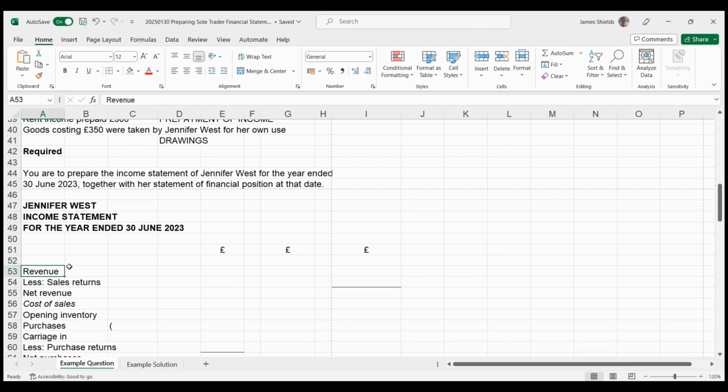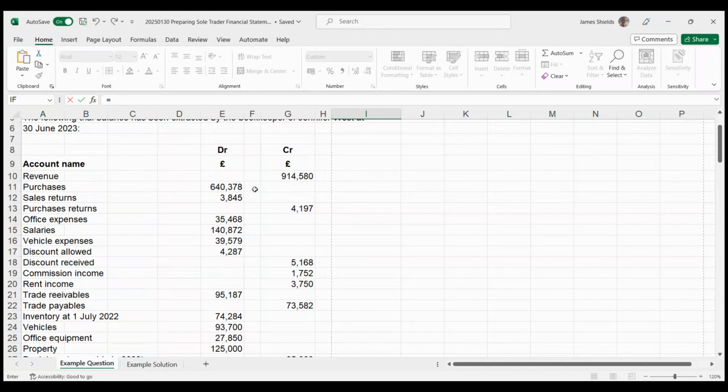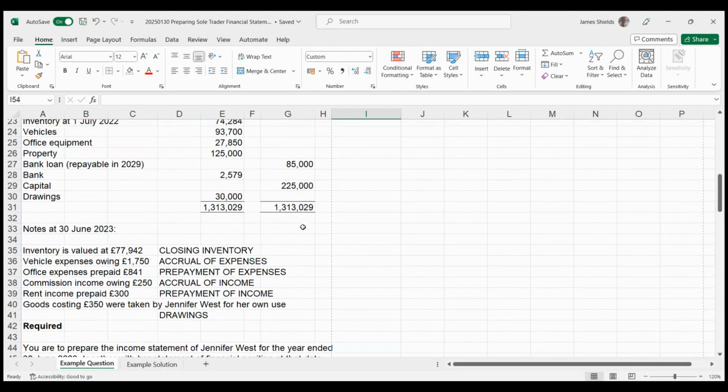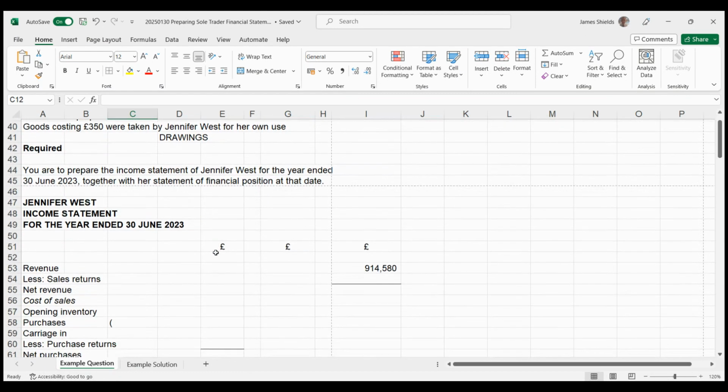Right, so what we're going to do is look through the template and see if there's anything relating to that in the actual question information. So revenue. I'm looking for revenue now. Go back to my trial balance. And revenue at the top is 914,580. Now what I'm going to do, each figure we use, I'm going to highlight it so we know we've used it. Now if you're doing this on paper, go to the adjusted trial balance, so it's a bit quicker. So revenue, we've done that.